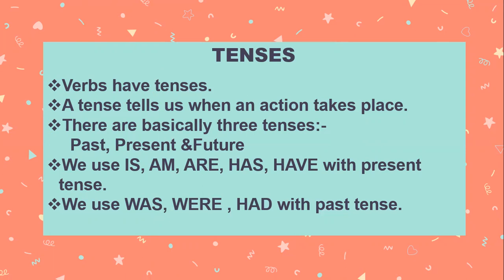There are basically three tenses. Okay, children? There are three types of tenses: past tense, present tense, and future tense. Okay, we use is, am, are, has, have with present tense. When we make sentences in present tense we use is, am, are, has, have, and when we make sentences in past tense we use was, were, had. Okay, we use was, were, had with past tense.